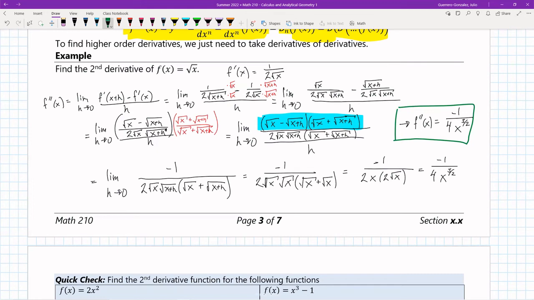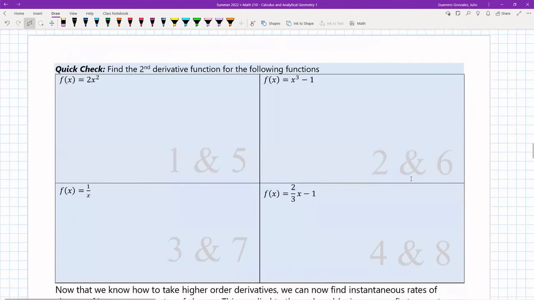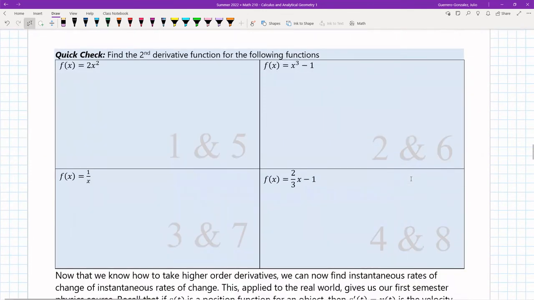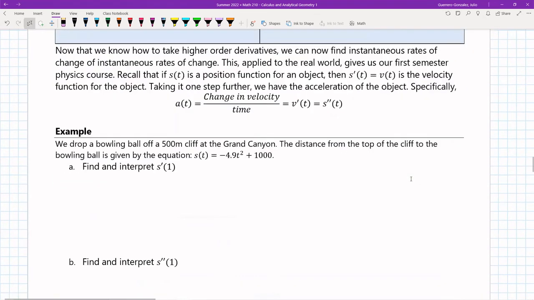Okay, let's go ahead and move on. What comes up next is quick checks. I'm making you find the second derivatives of functions that you should be tired of at this point, okay? Let's keep moving on. Last bit. So now that we know what the second derivative is, or third derivative, fourth derivative is, right?